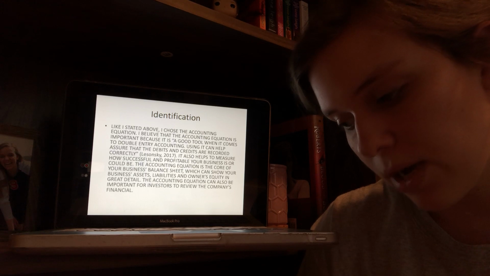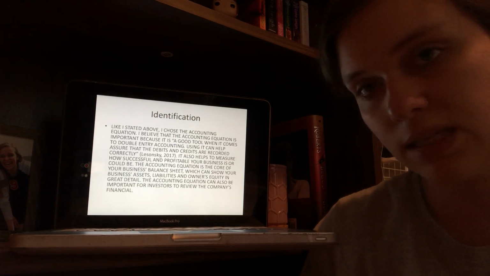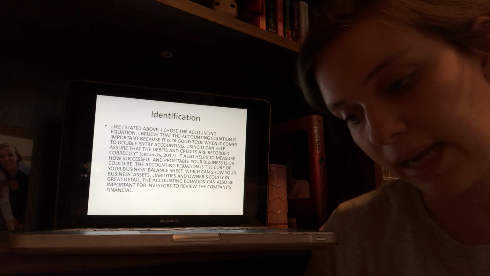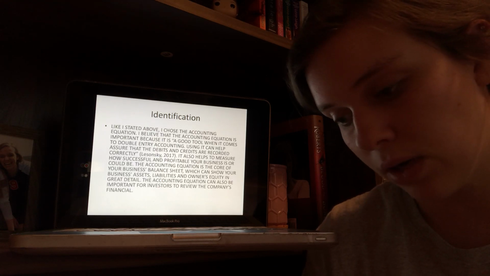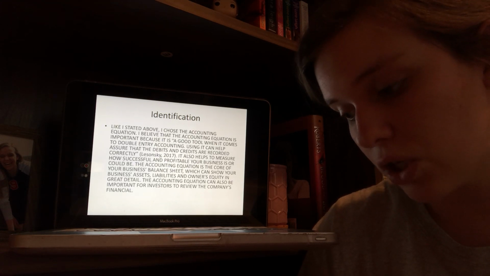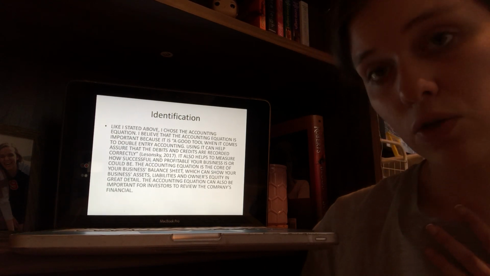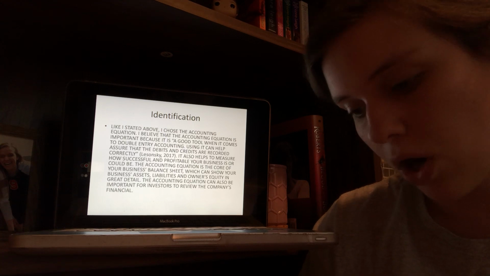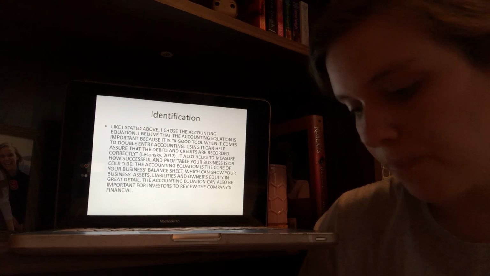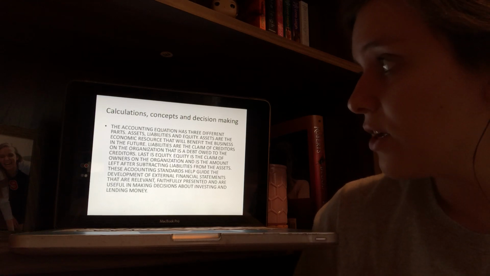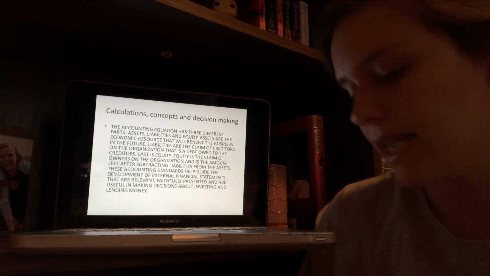And the accounting equation is the core of your business's balance sheet, which can show your business's assets, liabilities, and owner's equity in great detail. The accounting equation can also be important for investors to review the company's financial statements, or just overall finances. Calculations, concepts, and decision making.